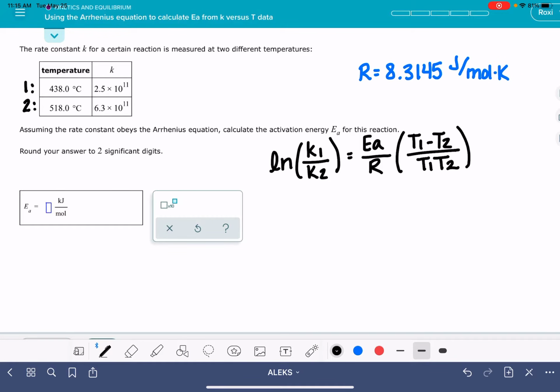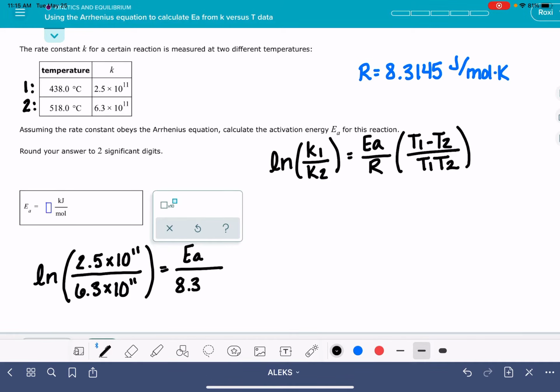And then I'm just going to plug these numbers in. The natural log of my K1, which is 2.5 times 10 to the 11, divided by my K2, which is 6.3 times 10 to the 11. And that's going to be equal to my activation energy, which is what I'm trying to figure out, over R, which is our constant, 8.3145 joules per mole Kelvin. And now it's time for the temperatures. And you got to be careful with the temperatures. They're giving us the temperature in Celsius, but it needs to be in Kelvin in order to work with R, which I left that unit out right there.